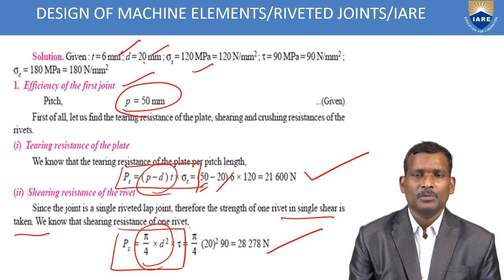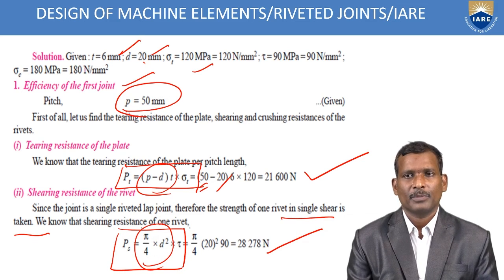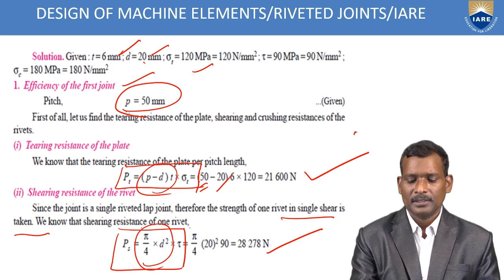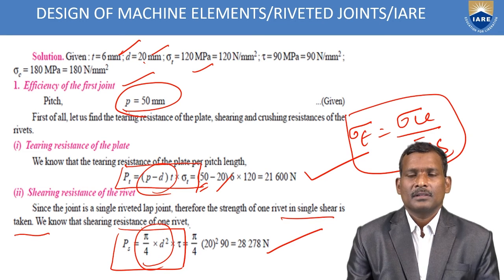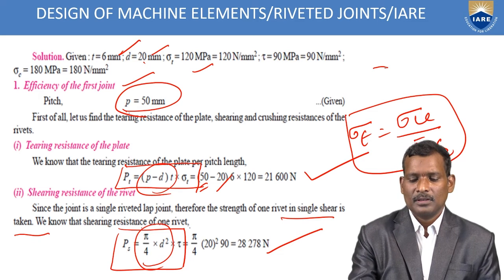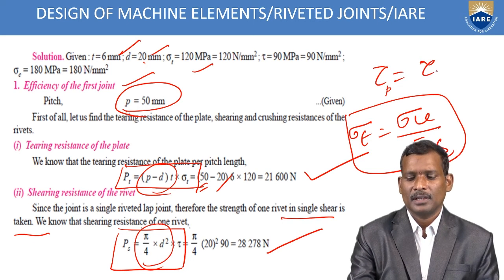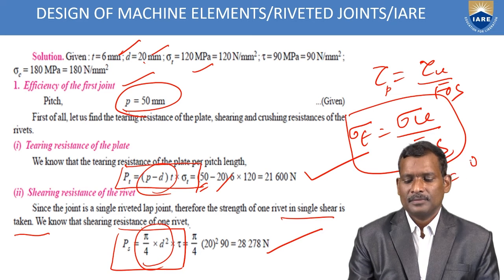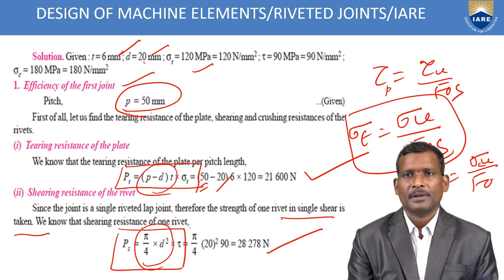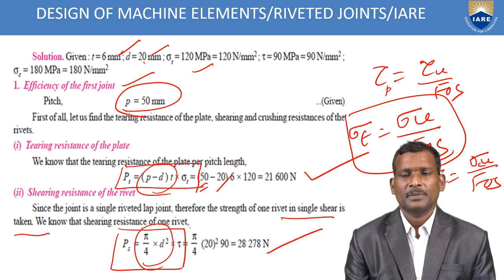This is the shear area, the 5/4 into d square, multiplied with permissible shear stress. If the permissible shear stress, permissible tensile or permissible crushing stress is not available, in that case what you have to do? Calculate the permissible tensile value using this relation, ultimate stress by factor of safety. Similarly for shear stress, the permissible shear value is ultimate shear by factor of safety. Similarly crushing stress, ultimate stress by factor of safety. But in this problem, the permissible tensile strength, shear strength, and crushing strength are given clearly, so there is no need to calculate.